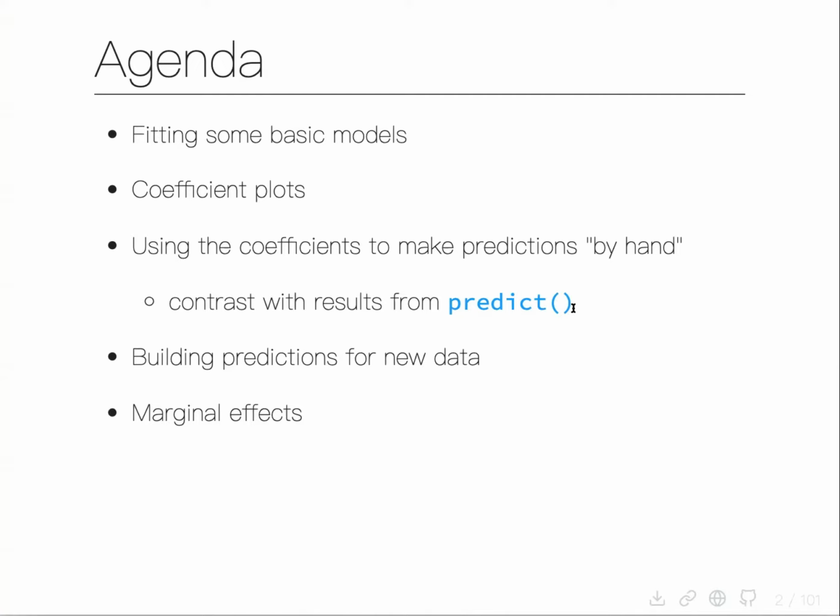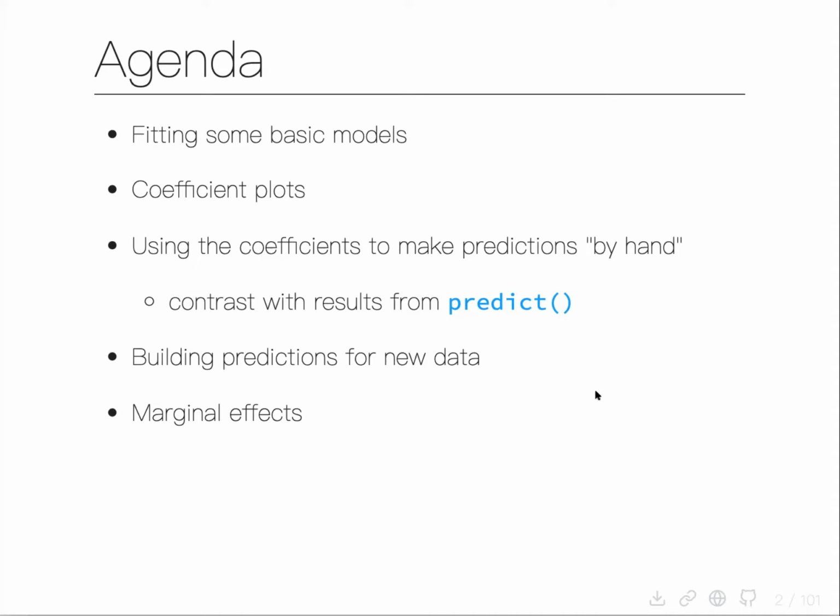We'll then talk about using coefficients from the model to make predictions by hand, and not literally by hand, but we're going to use the coefficients to come up with predictions for specific cases in the data. And then we're going to make sure that what we come up with matches what we get from predict, which is the automatic method of doing it.